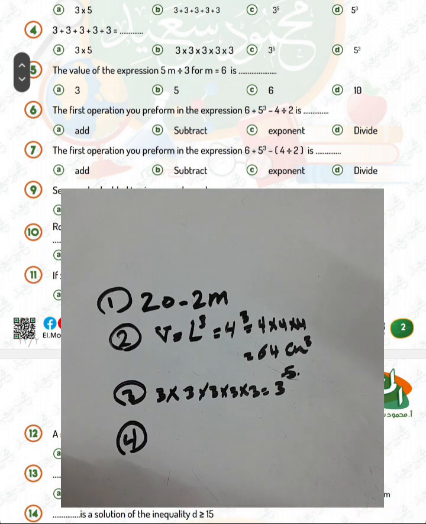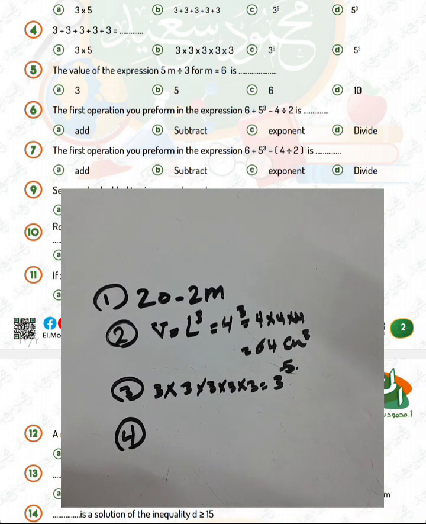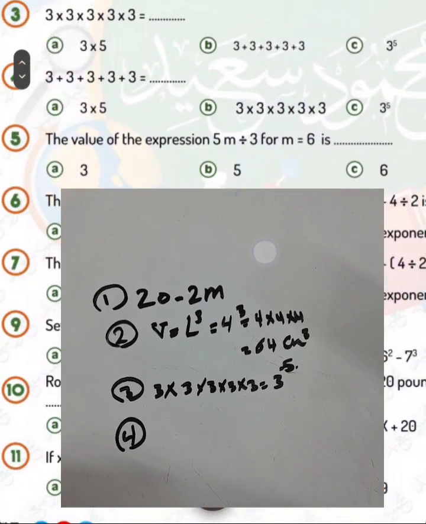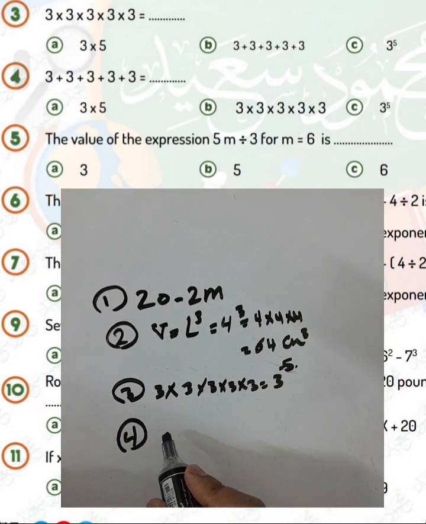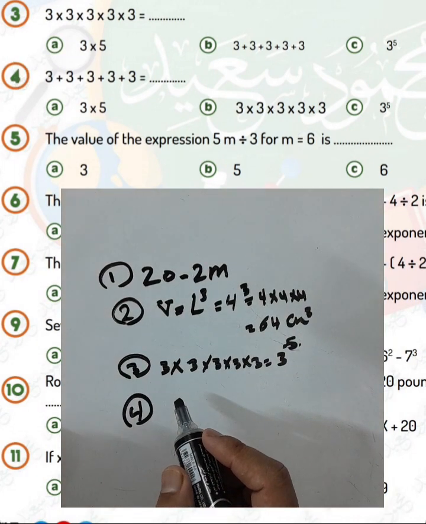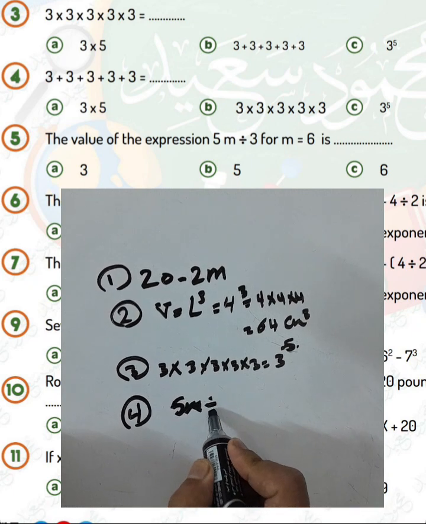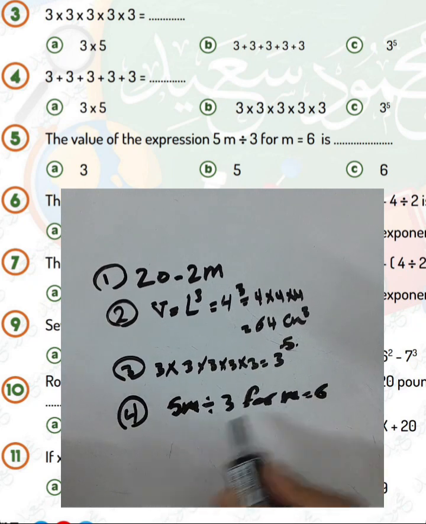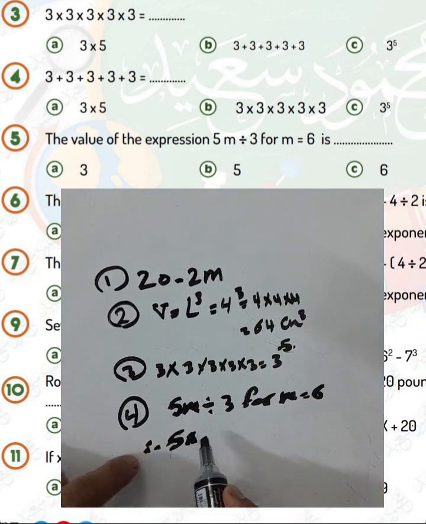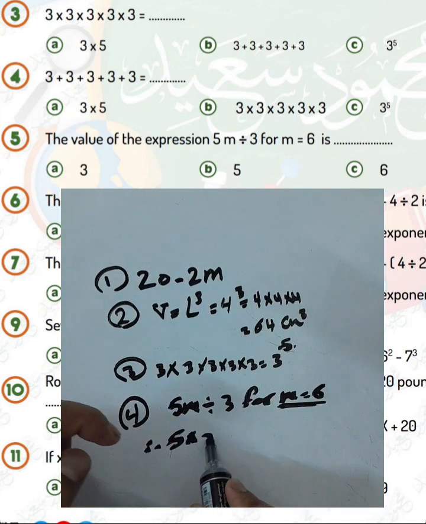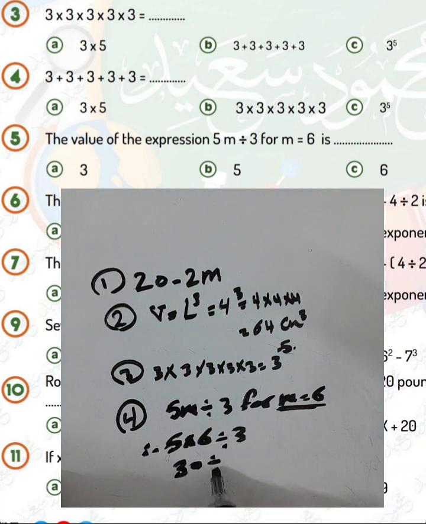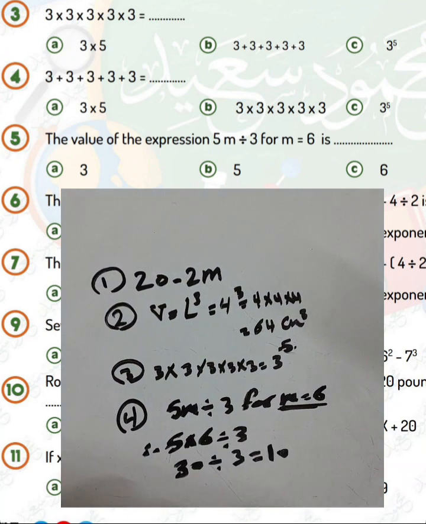The value of the expression 5m divided by 3 for m equals 6. Okay, we want to find the value of the expression 5m divided by 3 for m equals 6. Then 5m means 5 multiplied by the value of m, 6. 5 by 6 divided by 3. 5 times 6 equals 30. 30 divided by 3 equals 10. Then the result here will be 10.